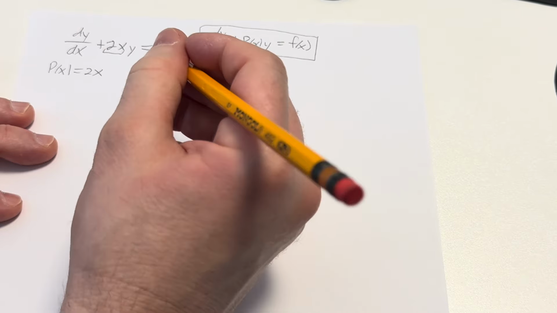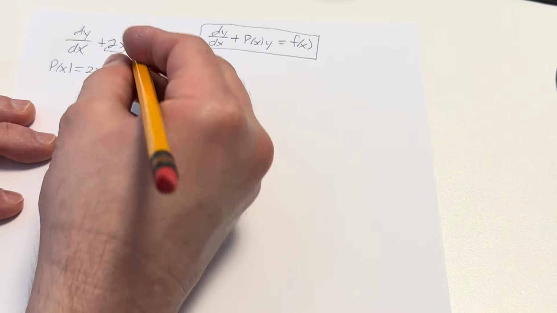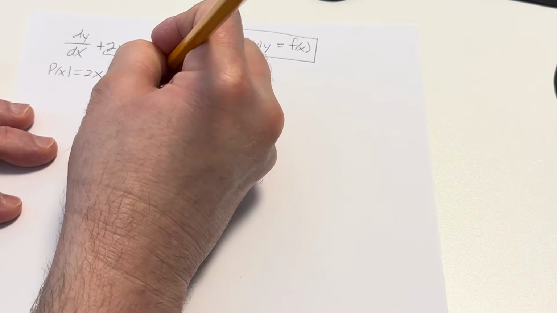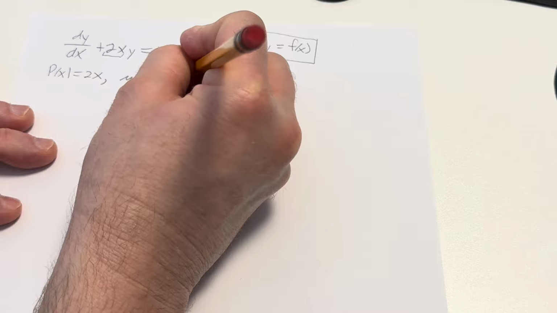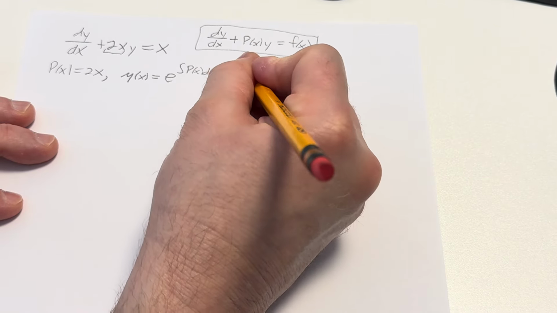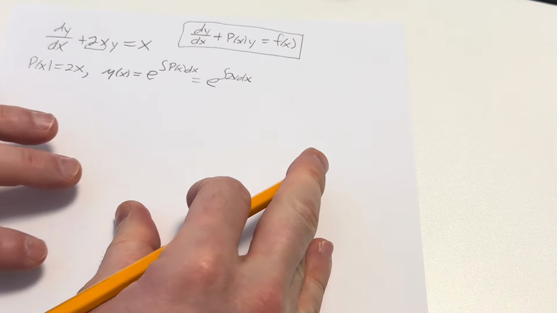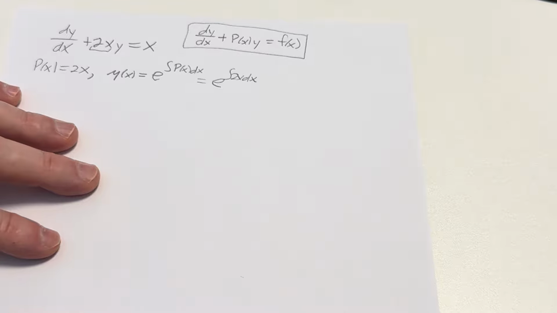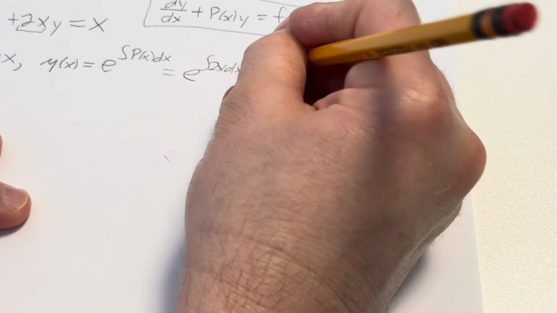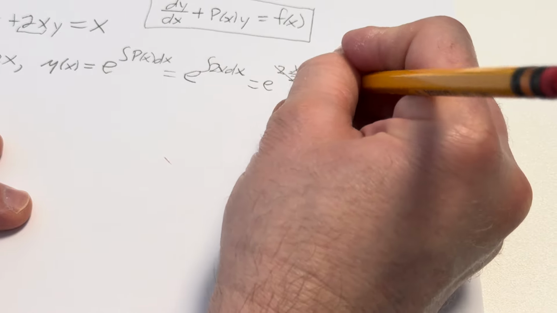The next step in the solution process of these first order linear differential equations is to compute what's called the integrating factor. In every case, mu of x is equal to e to the integral of p of x dx. So for us, that's e to the integral of 2x dx. Integrating 2x, we simply get x squared over 2, so the 2's cancel, and you just get e to the x squared.